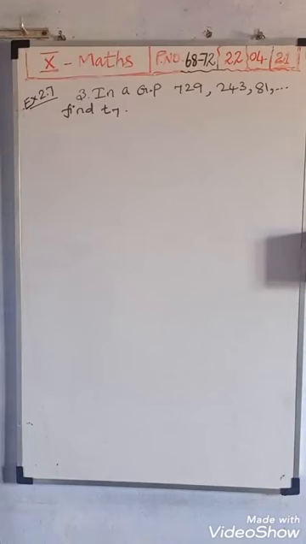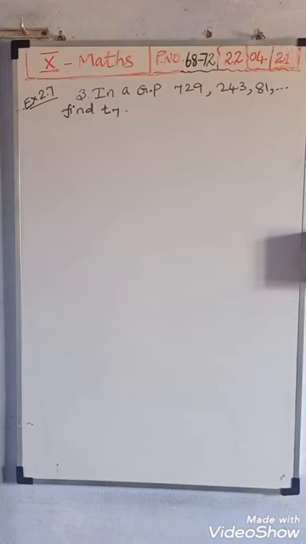Today we are going to see exercise 2.7, third question. In a GP, geometric progression, it is given 729, 243, 81 up to etc. In the geometric progression, we want to find the T7. That means the seventh term we want to find. Okay. What is the seventh term we want to find?